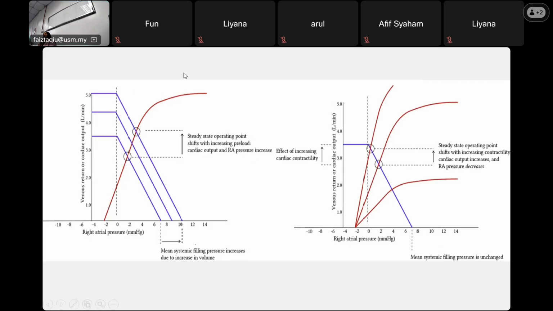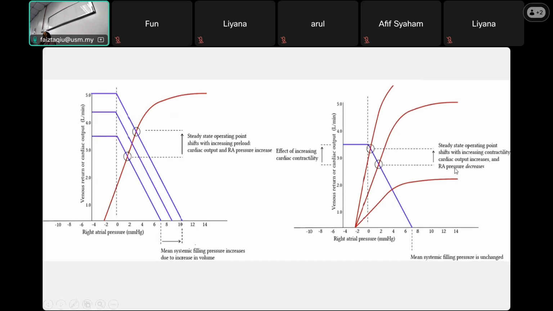So this is the Guyton curve that occurs in different conditions when there is an increase of the preload or increase of the venous return. So there's a shift of the equilibrium point where the cardiac output increases from this one to this one, and also the right atrial pressure will increase. We can see that the mean systemic filling pressure here also increases because of the increase of the blood volume.